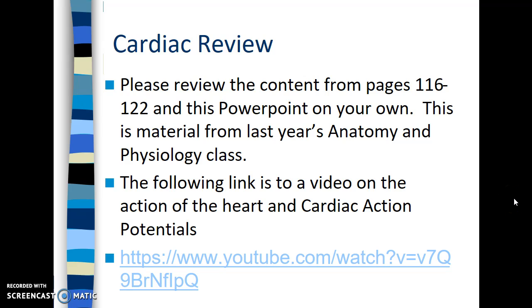So your book has a review of this on pages 116 to 122. And then there's this video, and it goes through an animation of what's going on. It details both the pacemaker cell and the cardiac cell, but we're going to focus more on the muscular part of the heart, that myocardial cell, the cardiac myocardial cell. So I'm going to let you do this review on your own and answer a few questions.